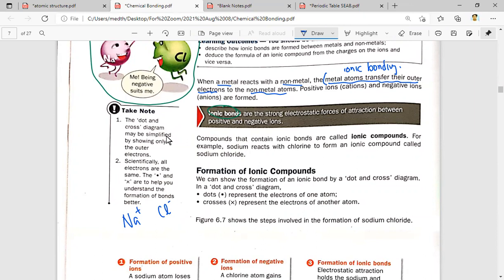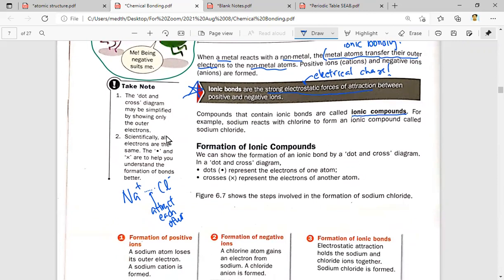Now, because one of them is plus, one of them is minus, they will actually attract each other. Okay? And this attraction is what we call the ionic bond. So the ionic bond is the strong electrostatic force of attraction. Electrostatic just means electrical charges. Electrostatic force of attraction between positive and negative ions. Okay, and compounds with ionic bonds, we call them ionic compounds.